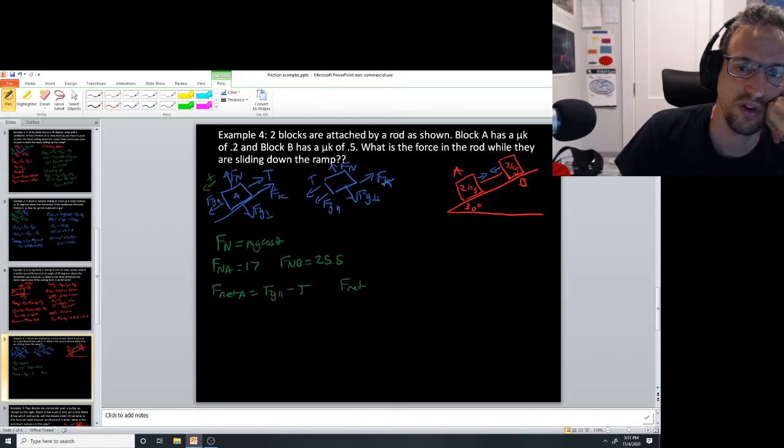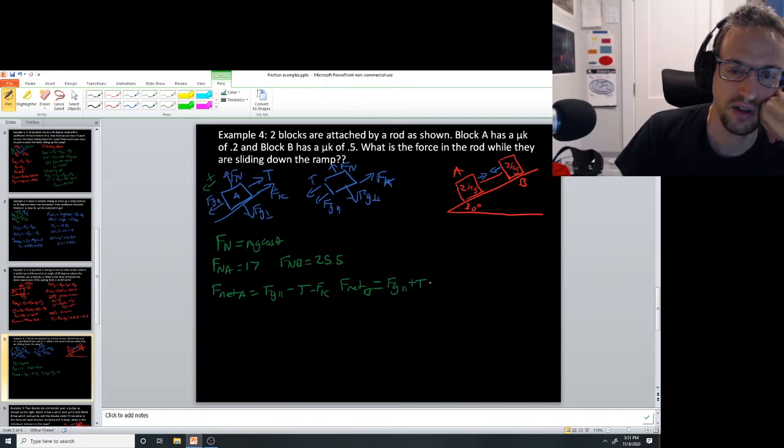Force of kinetic friction is going back. How am I doing this? I'm just all over the place. B equals FG parallel plus tension minus force of friction. Okay, fortunately we can plug everything into these, right?